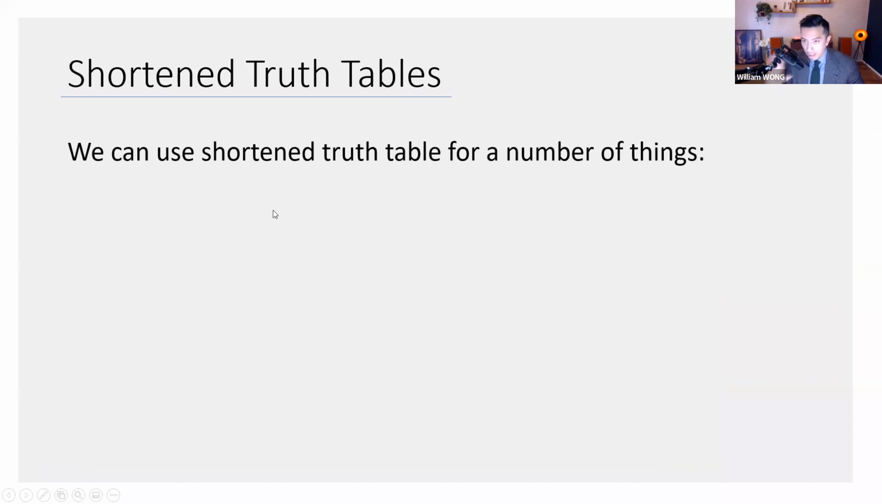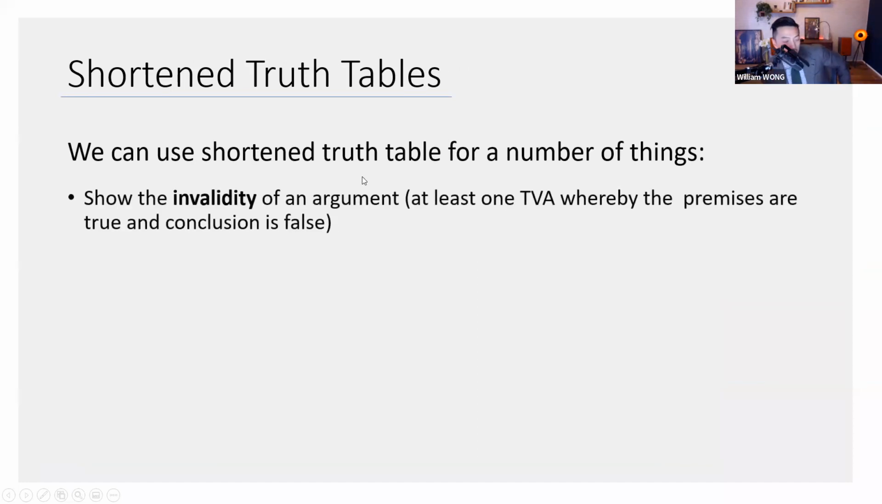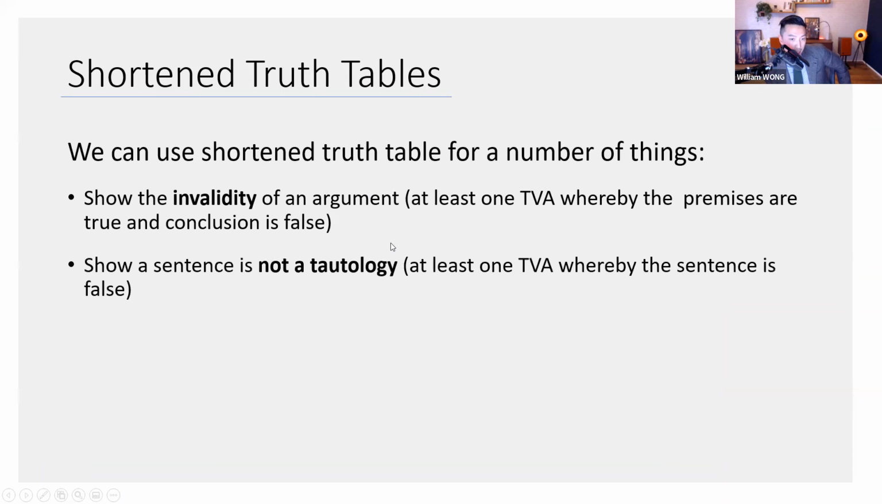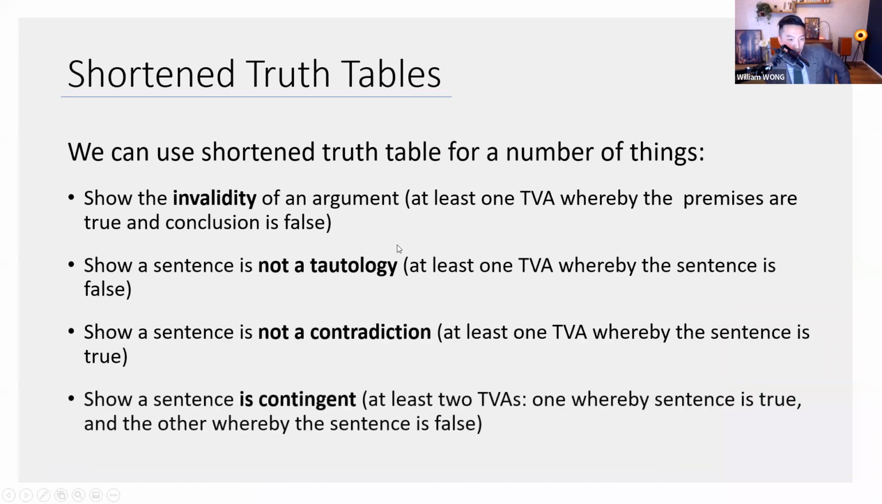So just to sum up, it can do a few things for us. It's getting a bit repetitive at this point, but it shows us the invalidity of an argument. It shows us a sentence is not tautological. It shows a sentence is not a contradiction. And it could actually show us a sentence is contingent, right? But this time we need two TVAs. Now, there's actually a few more things that a shortened truth table can show us. But we won't cover those things in this course.